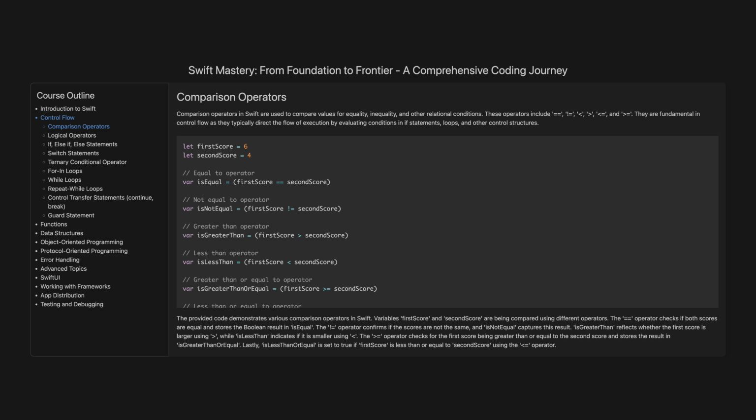using the less than operator. The greater than or equal to operator checks for the first score being greater than or equal to the second score and stores the result in isGreaterThanOrEqual. Lastly, isLessThanOrEqual is set to true if first score is less than or equal to second score using the less than or equal to operator.